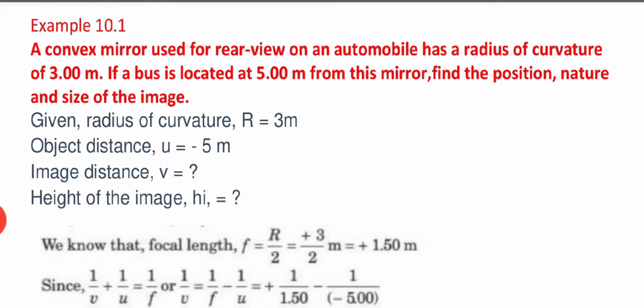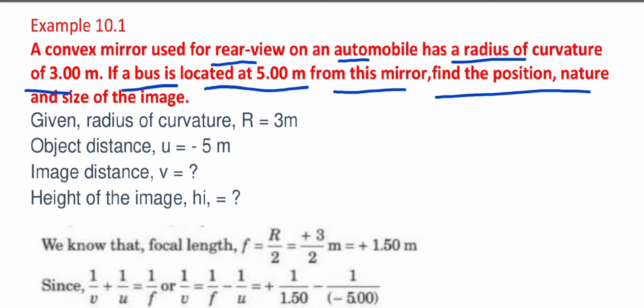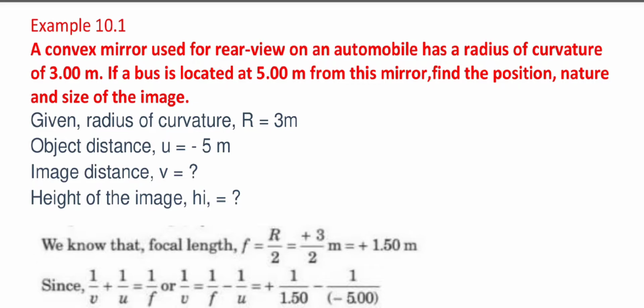Here is the first problem. A convex mirror used for a rear view on an automobile has a radius of curvature of 3 meter. If a bus is located at 5 meter from this mirror, find the position, nature and size of the image. Okay, so understand a convex mirror. You know convex mirror is used as rear view mirror because it will always give diminished virtual erect image.